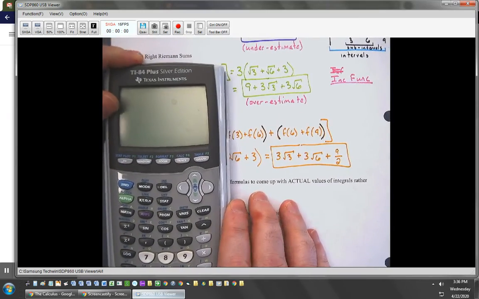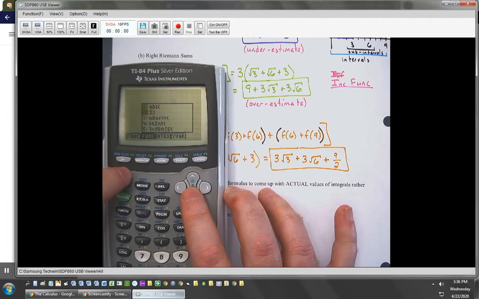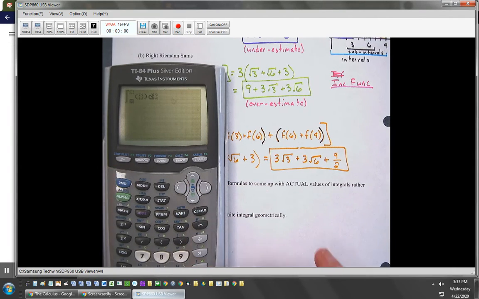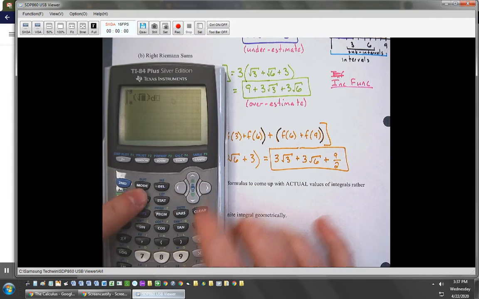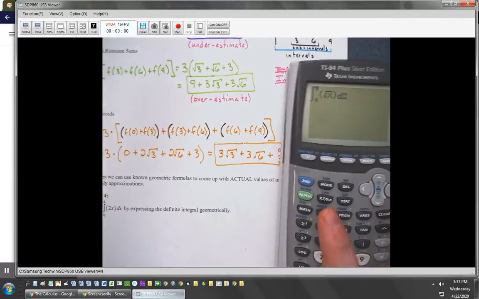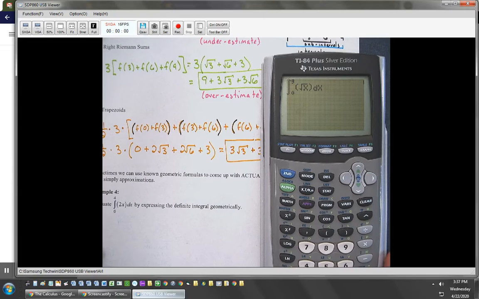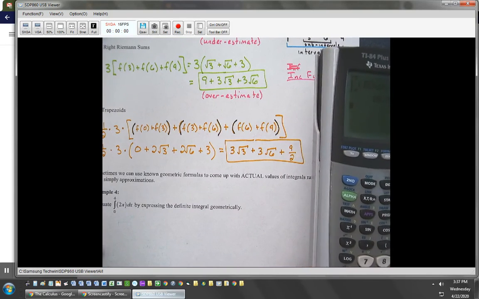So I'm going to go back. I like to do it with alpha f2. I think that's just quicker. So I'm going from 0 until 9. My function is square root of x. And then I'm going with, I hope that you see that, dx. So the actual area under the curve is, this is your calculator way of saying 18.